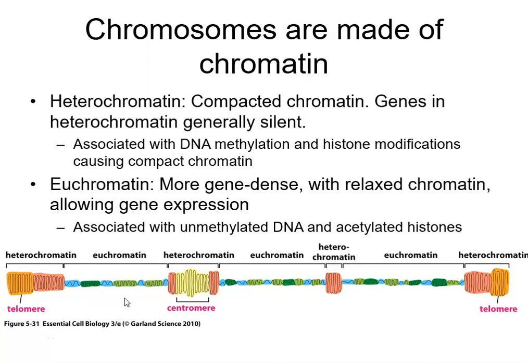And then we have euchromatin. This is more gene dense. It has very relaxed chromatin, which means that the DNA is wrapped more loosely around histone proteins, and we'll come onto that phenomenon later on. These regions tend to be more associated with unmethylated DNA and acetylated histones, and both of these things allow transcription to occur. So unmethylated DNA and acetylated histones tend to be the pattern where you've got particularly loose chromatin, and that allows transcription factors to access the DNA and switch on gene expression. But we're going to cover that in more detail in a moment.